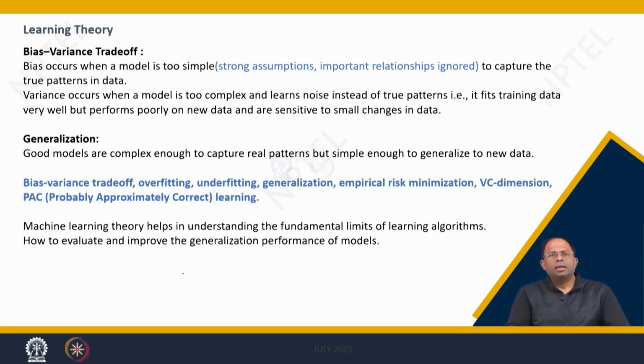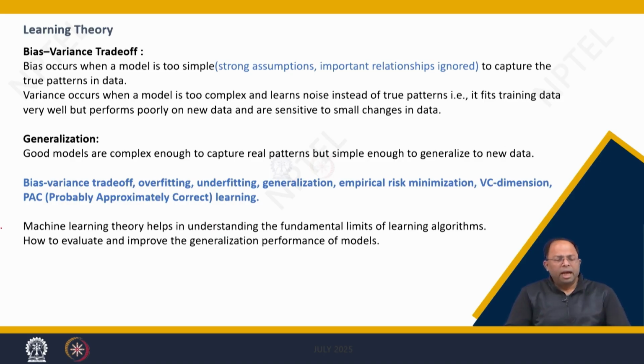Then comes learning theory, where we have already talked about the bias and variance trade-off. Bias occurs when a model is very simple. That means we use very few parameters or features to predict something, so we have to make very strong assumptions, and sometimes important relationships may be ignored. That results in an incomplete understanding of the patterns in the data, right?